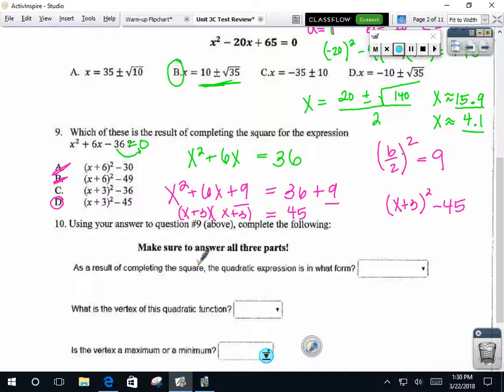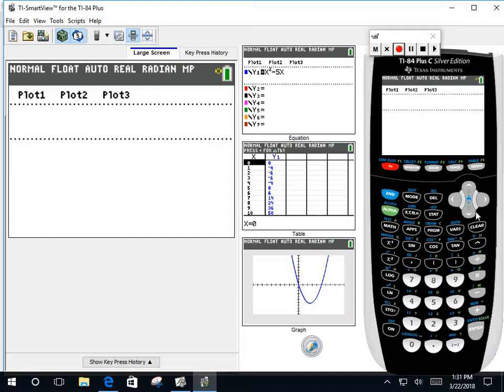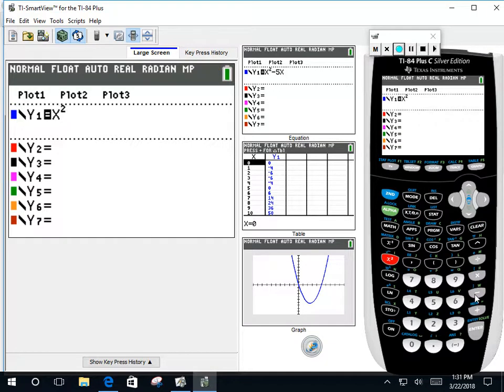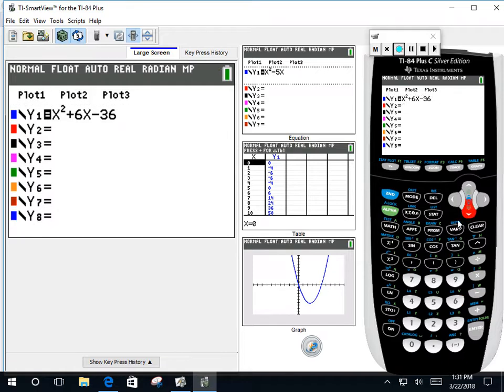You mean 6 plus 6. Right. But the easiest way to do it is go to y equals, type this in. Okay, so everybody do that now. Go to y equals and type in x squared plus 6x minus 36. Okay, now go down to y2 and type in choice A.